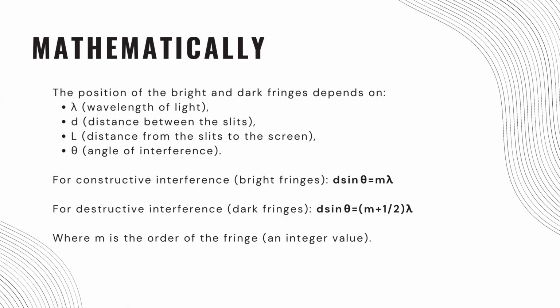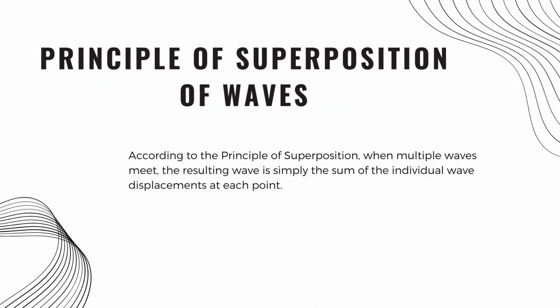The position of the bright and dark fringes depends on the wavelength of light, the distance between the slits, the distance from the slits to the screen, and the angle of interference. For constructive interference, d sin θ = mλ. For destructive interference, d sin θ = (m + 1/2)λ, where m is the order of the fringe.